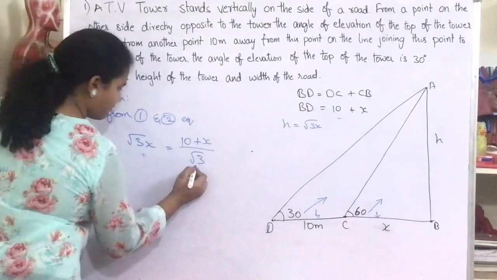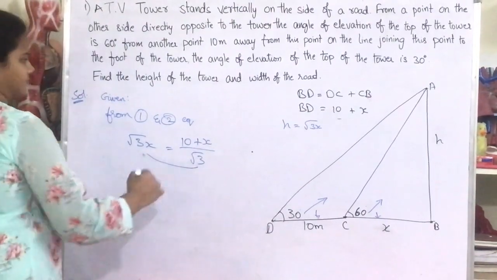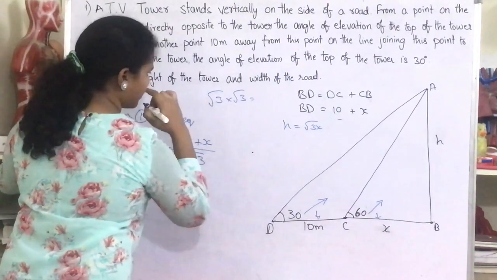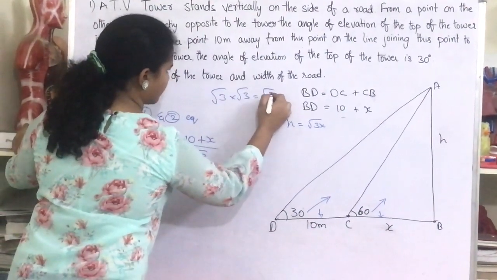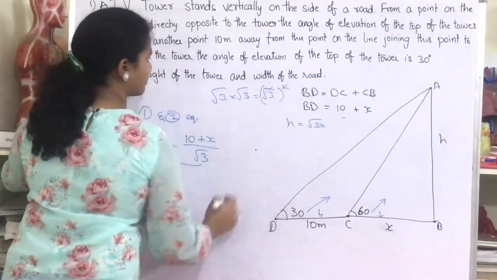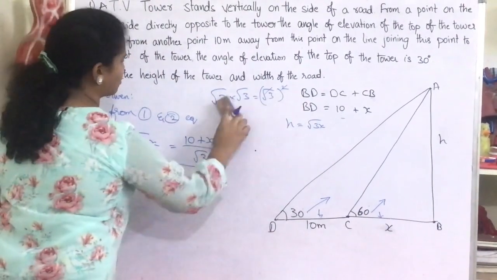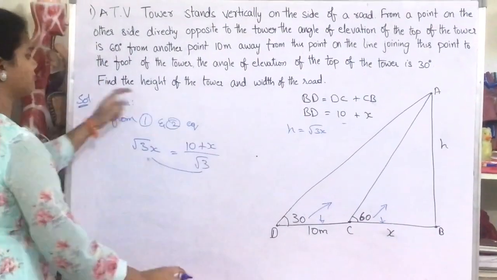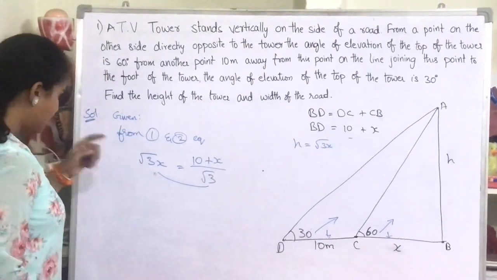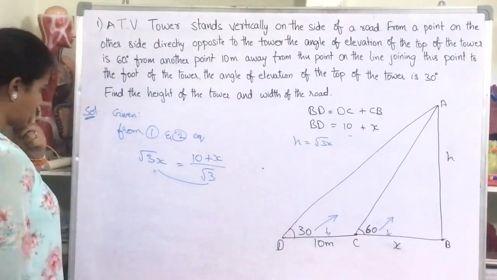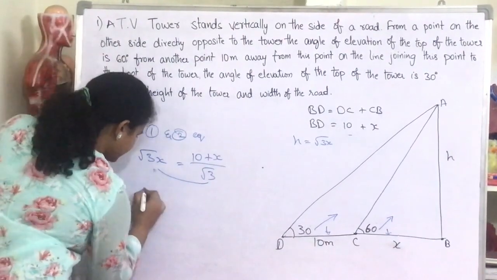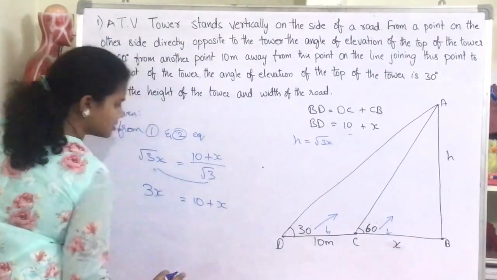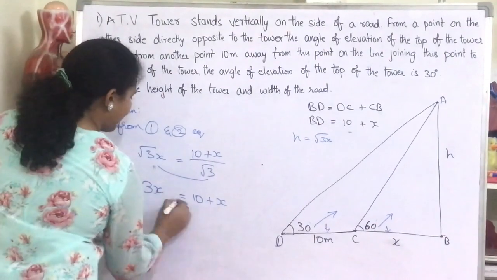We are almost done. So here root 3 into root 3, as we know, equals root 3 whole squared, where square and root get cancelled. So root 3 into root 3 gives 3, as we did in the previous questions. As I can write, 3x equals 10 plus x. Done. Now I need the value of x.